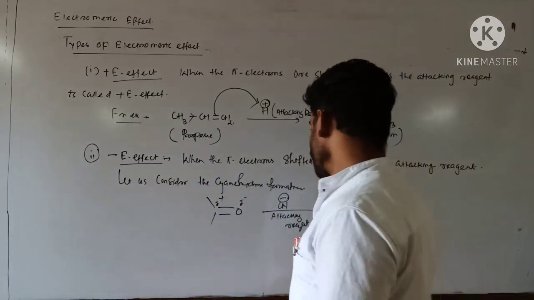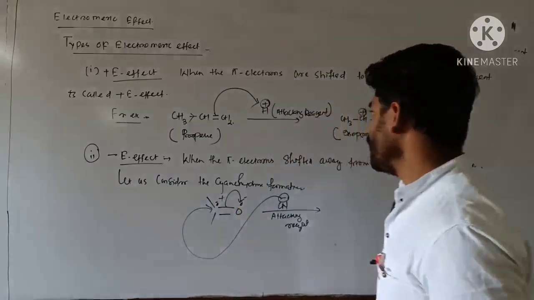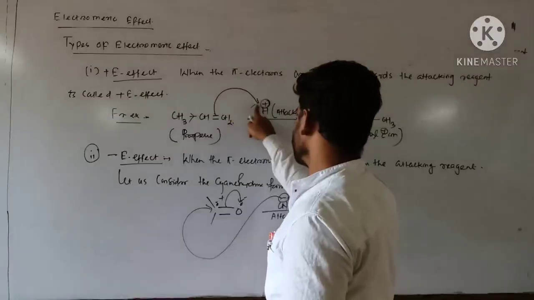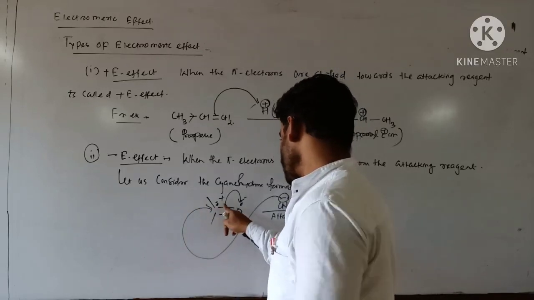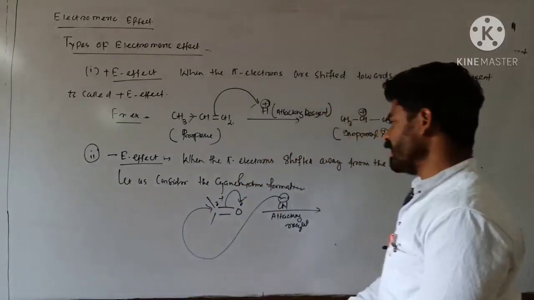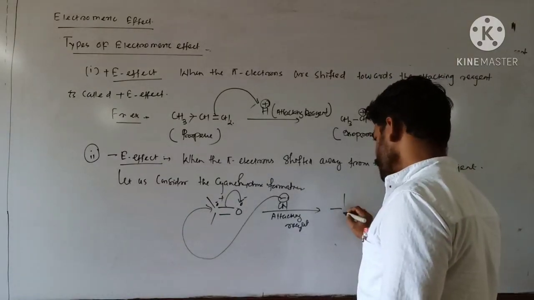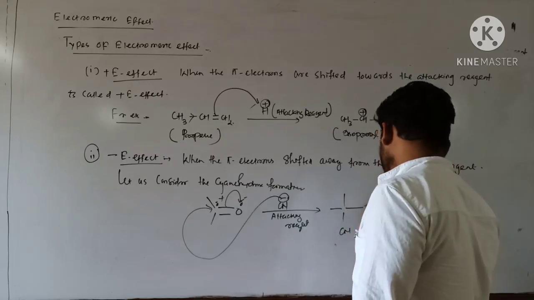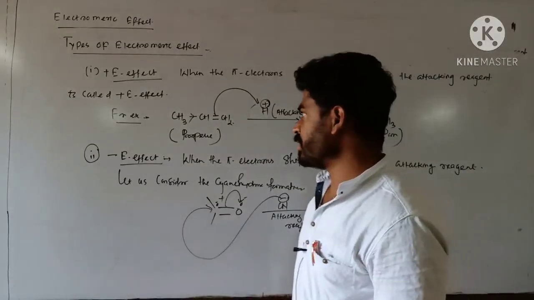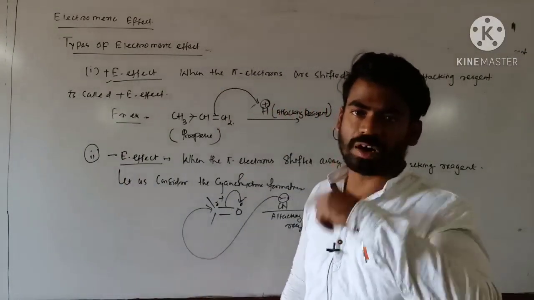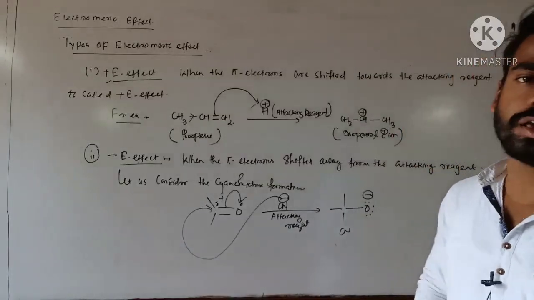Now you see, this attacking reagent approaches from this side, and the pi electron gets shifted in this direction. In the above case, the pi electron shifted towards the attacking reagent, but here the attacking reagent attached here, and this pi electron gets shifted away from the attacking reagent. The case is something different over here. So here you are getting CN, and this one is single bond oxygen minus. So this is the case of minus E and plus E effect. Plus E means towards the attacking reagent, minus E means away from the attacking reagent. So this is electromeric effect. Clear?